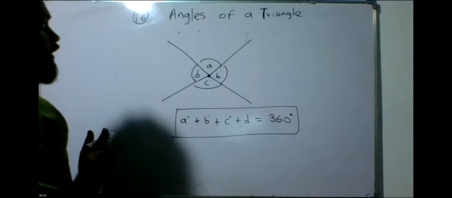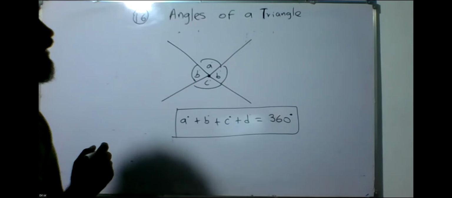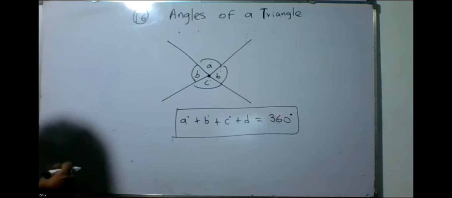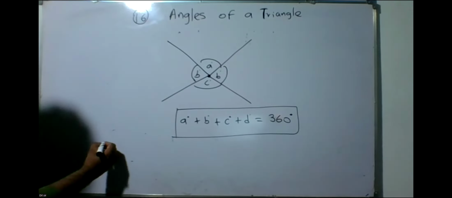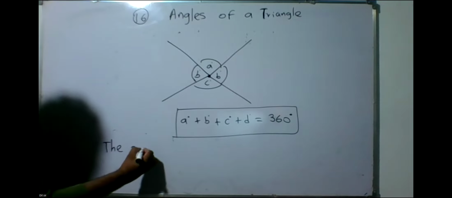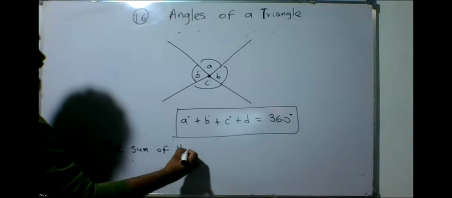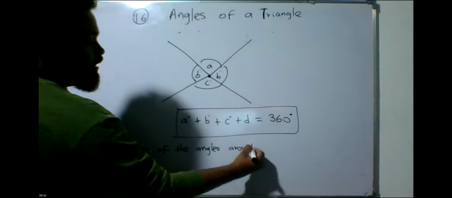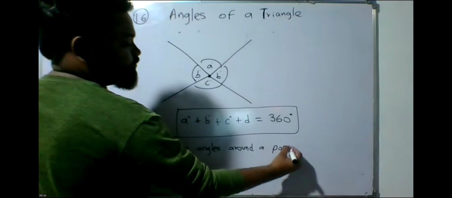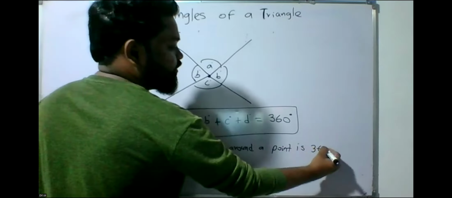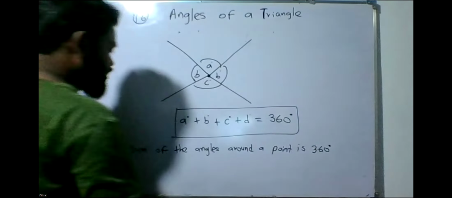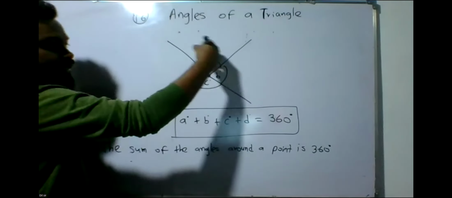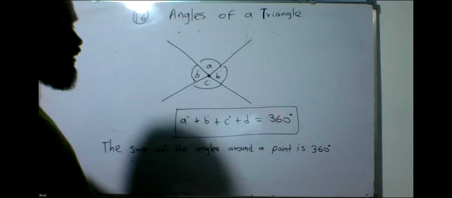Now take this figure and write down this. The sum of the angles around a point is 360 degrees. The sum of the angles around a point. Around a point is 360.